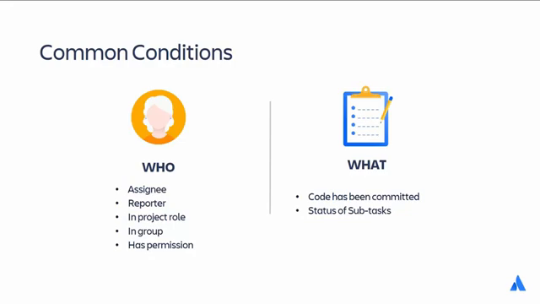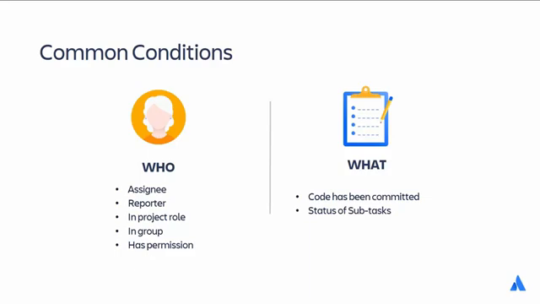The most common use cases involve either something about the current user, the who, or the current state of the issue, the what. Conditions can take into consideration whether the user is the reporter, assignee, or in a particular project role or group. For example, you can restrict an approval transition to only users who are in the approver's project role. Conditions can also check the user's permission. For example, does the user have the Resolve Issues permission?